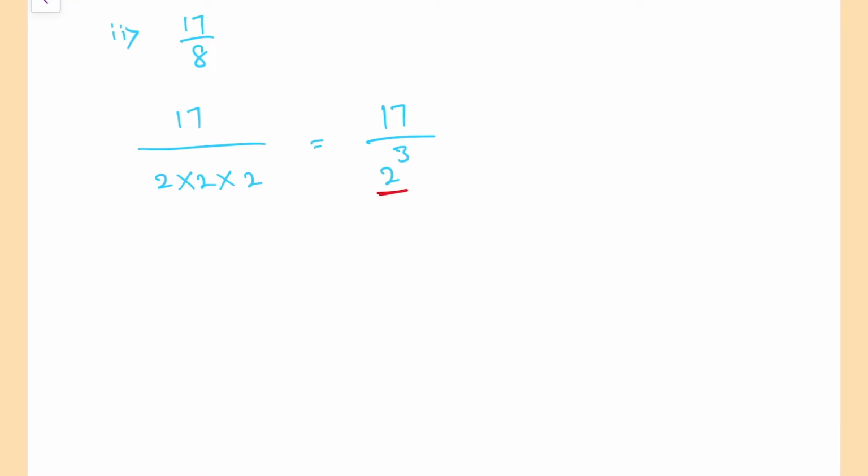Coming to the second one, 17 by 8. The numerator 17 stays as it is. The denominator 8 can be written as 2 into 2 into 2, so 2 power 3. Here 2 is 3 times, so I wrote it as 2 power 3. Now if we observe the base, in the denominator the base is only 2. So again it will have a terminating decimal.